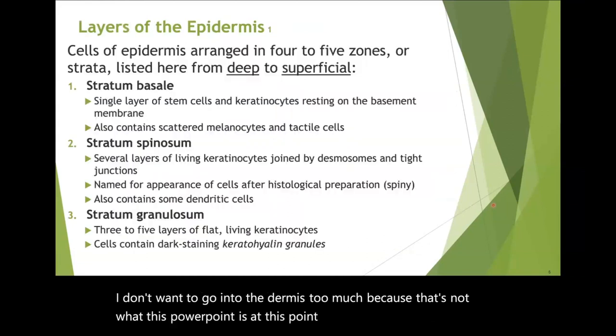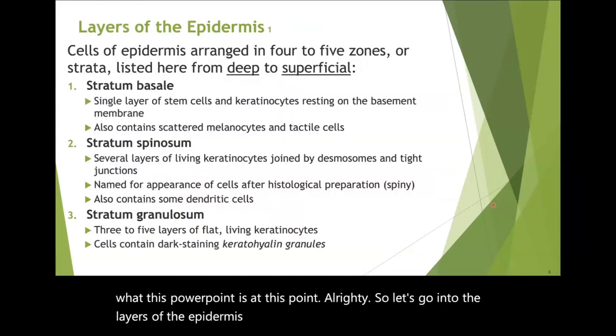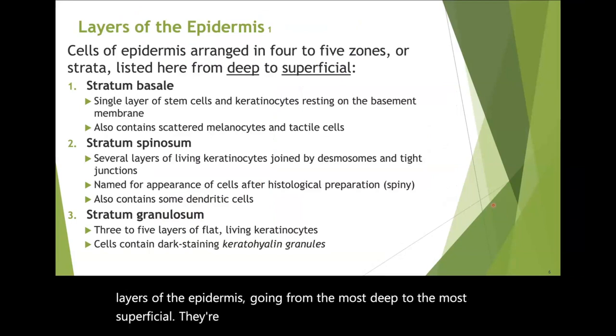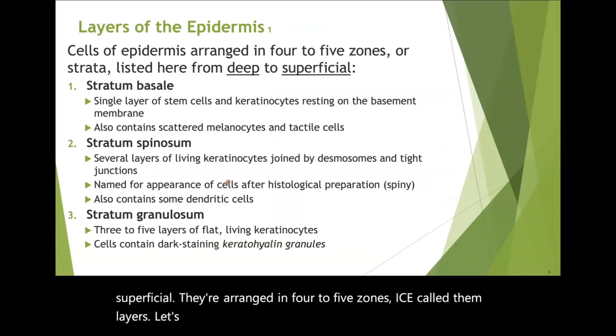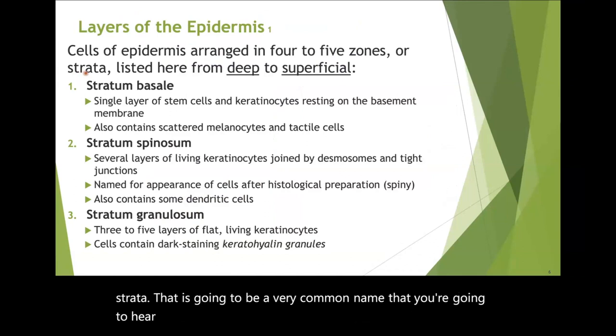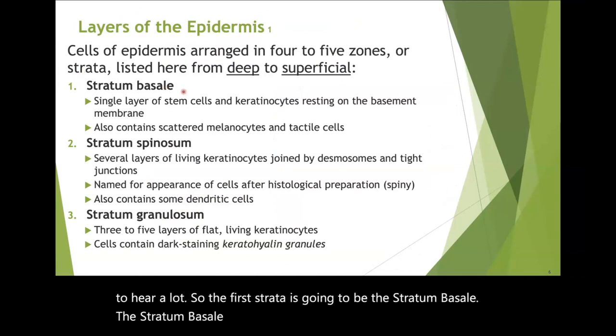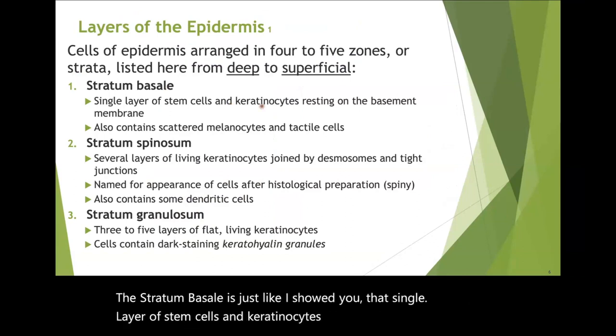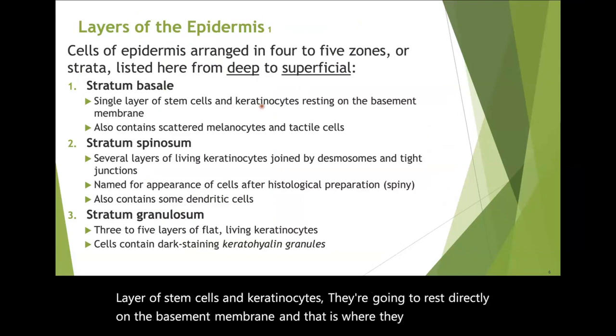Alrighty, so let's go into the layers of the epidermis, going from the most deep to the most superficial. They're arranged in 4 to 5 zones. I called them layers. Let's make sure we understand that they're also called strata. That is going to be a very common name that you're going to hear a lot. So the first stratum is going to be the stratum basale. The stratum basale is just like I showed you, that single layer of stem cells and keratinocytes. They're going to rest directly on the basement membrane, and that is where they receive their nutrients from.